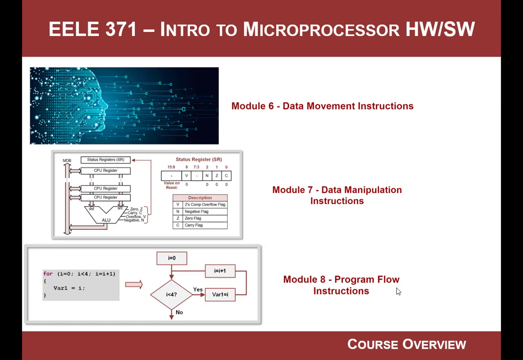Then we do 3 modules that cover all the basic classes of instructions in a computer. There's data movement, which moves information around: memory to registers, registers to memory, registers to register. Then we look at data manipulation instructions, which add data together, AND data together, and shift data. And then finally you do program flow, which is where you start making decisions and repetitions. This is where you implement things like if-else statements, while loops, and for loops.